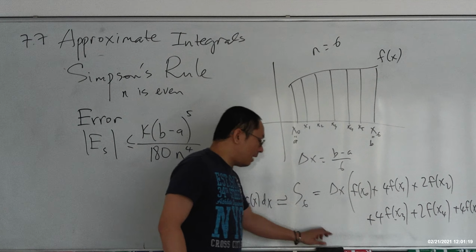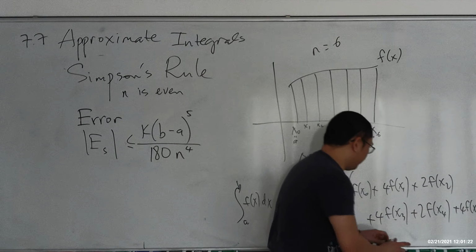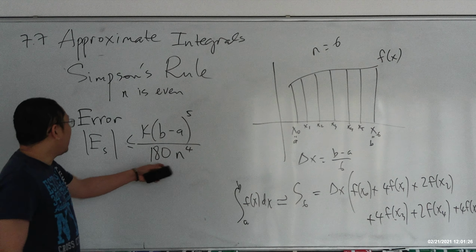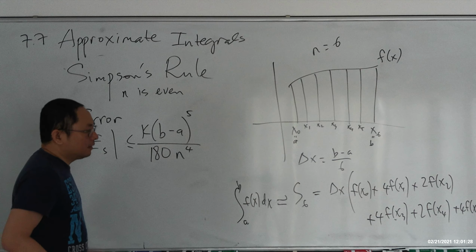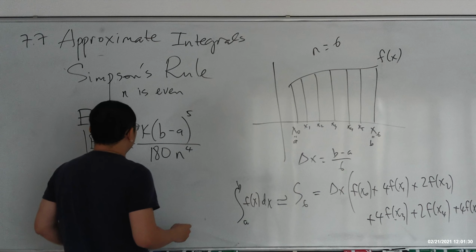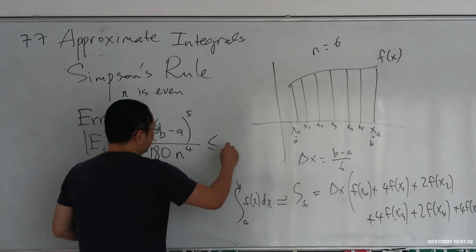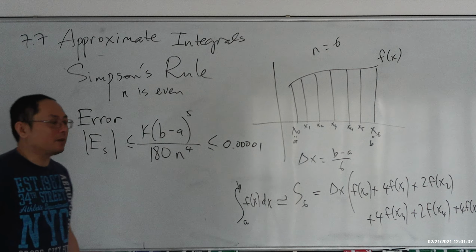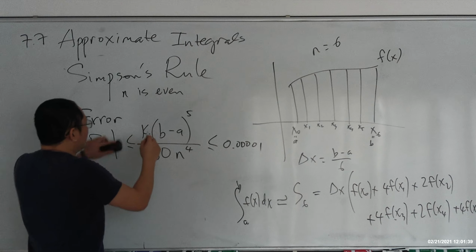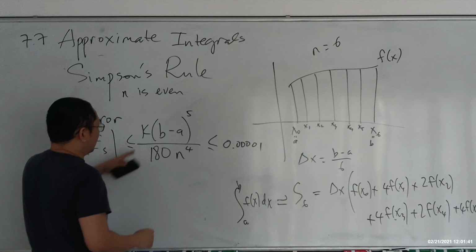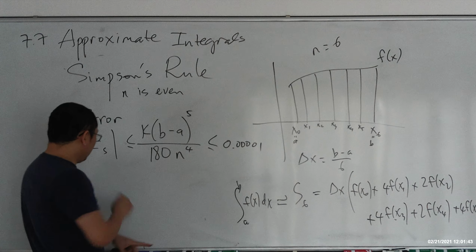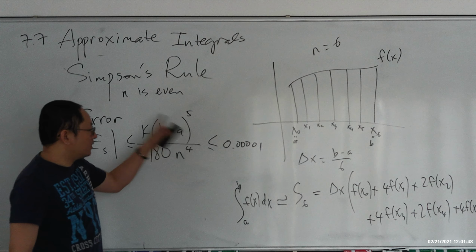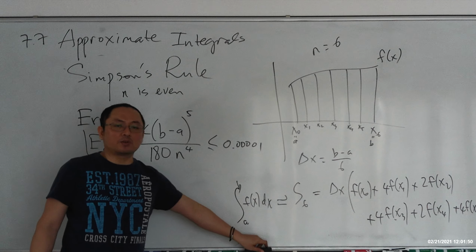There's another type of problem that you may see. The question is this: say I want my error to be no more than 0.00001, so up to 5 decimal accuracy, and say they give you k equal to 1, to make it easy. All those are constants. Can you calculate n to make the error of approximation less than that?